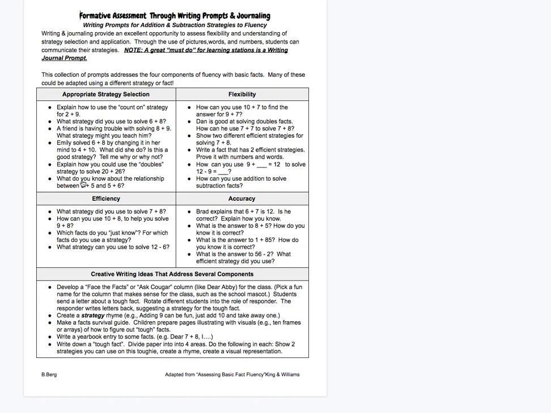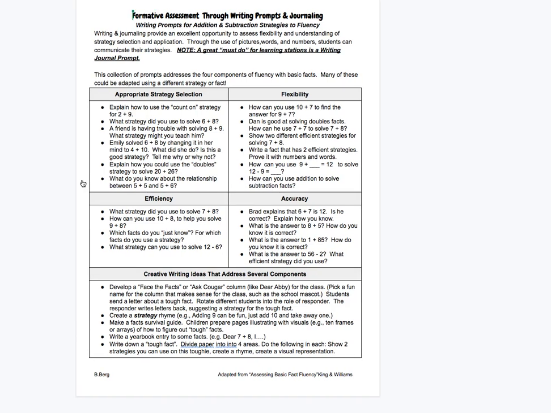And what you're going to see here is journal prompts that are kind of done by a specific component. So, hey, is this a prompt that's going to help them think about appropriate strategy selection? Does this prompt focus on flexibility, efficiency, accuracy, and then just some creative writing ideas? All right, so this just kind of hits those different components of what we mean by fact fluency.